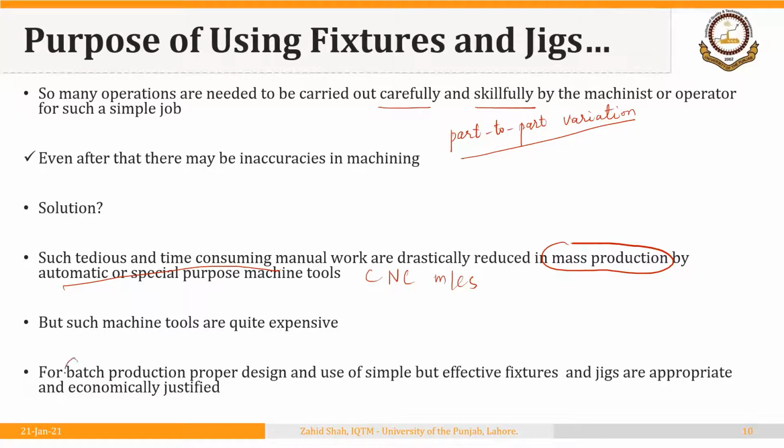especially if we are going for batch production. Then simple but effective fixtures and jigs are appropriate and economically justified. They do not require too much cost, but they can make the production accurate as well as fast. So that is the purpose of this module. We will be focusing on when we need fixtures and jigs and how we can design them.